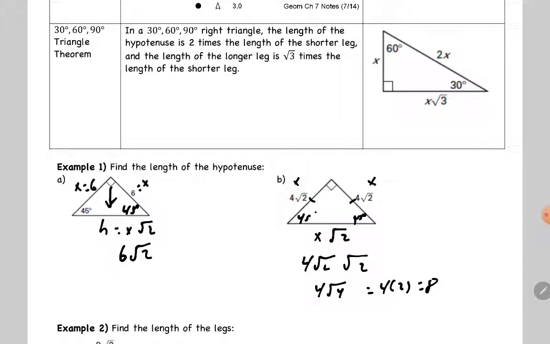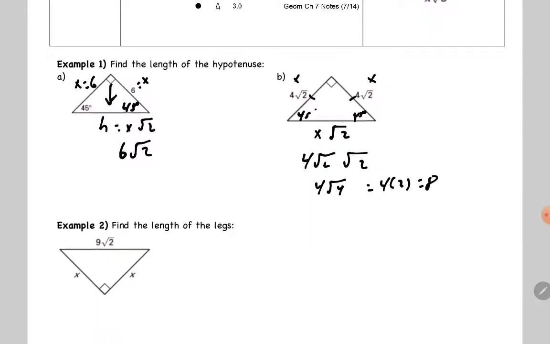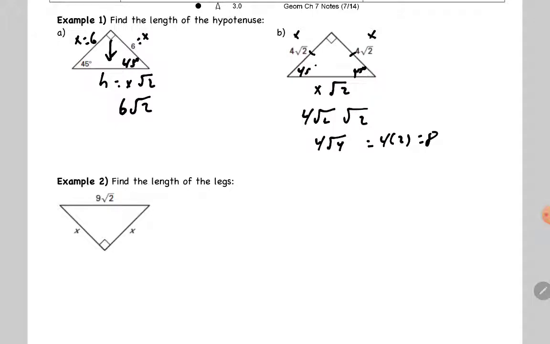Okay. So they're always following this pattern, x, x, x root 2. So x, x, x root 2. That means x is 9.